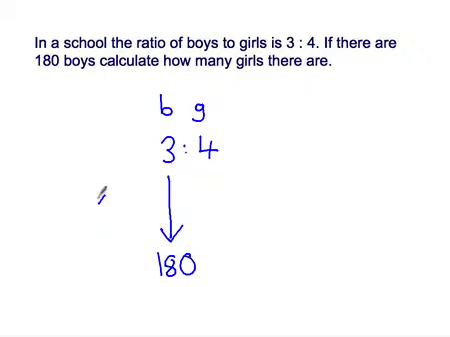So to turn that 3 into 180, I've had to multiply by 60. So I'm just going to do the same thing to the 4. 4 times by 60 will give us 240. So when there are 180 boys, there are 240 girls.